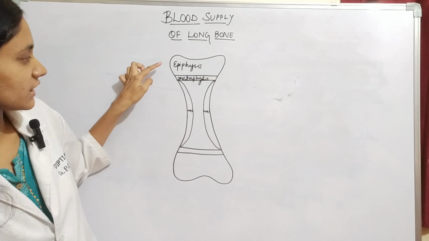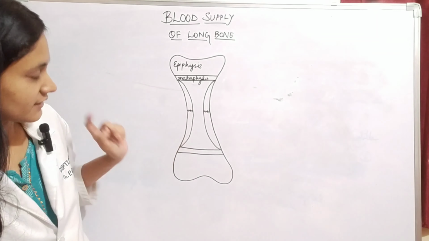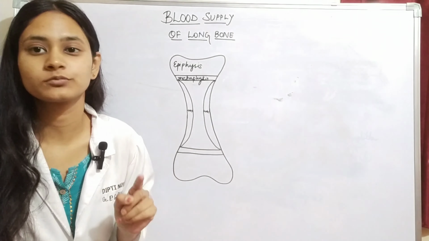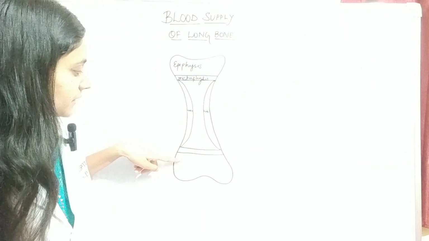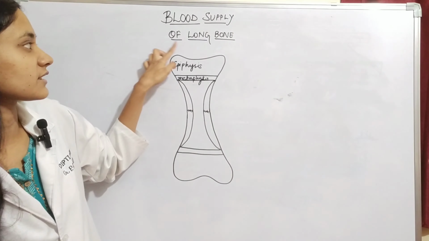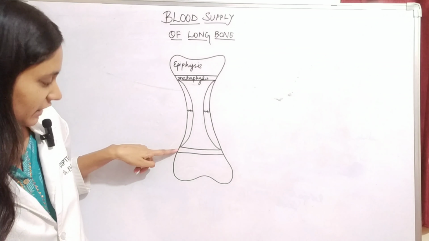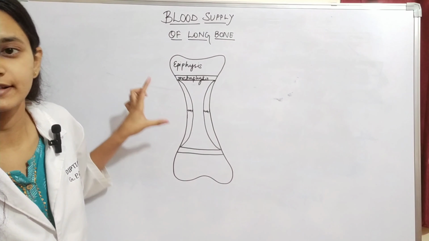In a long bone we have studied that we have epiphysis, metaphysis, epiphysis and metaphysis. If this was a young long bone, then we would have an epiphyseal plate here. But since it is not there, we are studying only the long bone. We have epiphysis, metaphysis, and here also metaphysis and epiphysis and the diaphysis region.